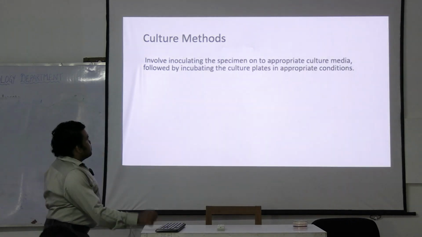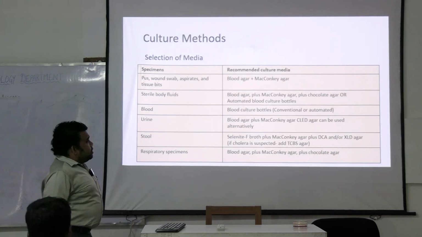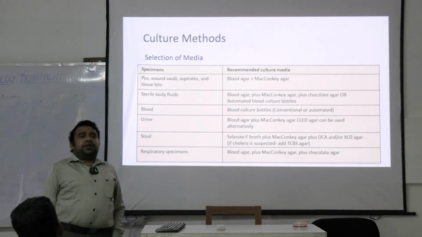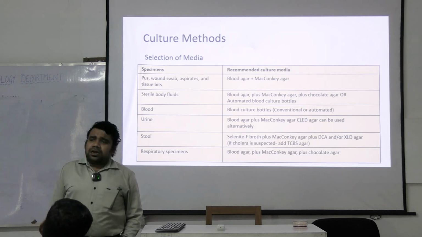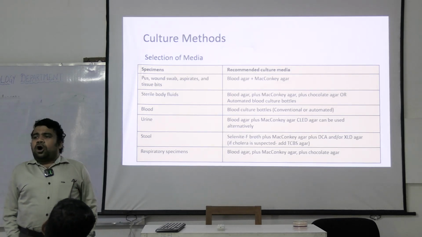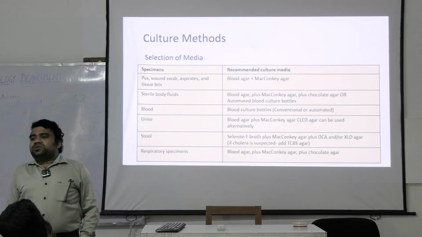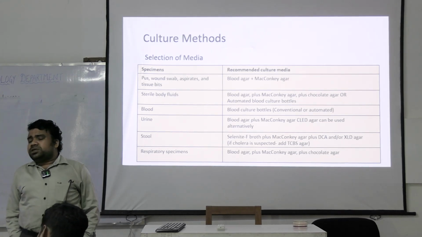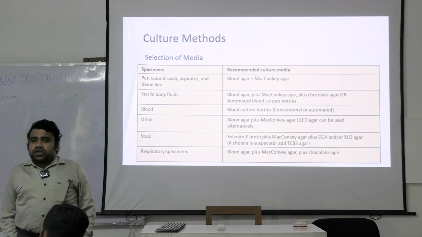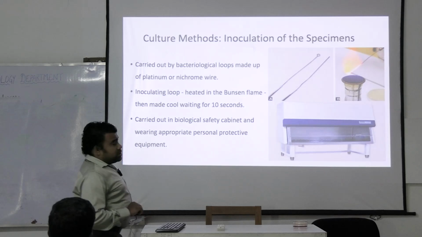Okay. Now coming to culture methods, commonly we use blood and MacConkey agar for most samples. However, we can use CLED agar or HiChrome agar for urine or any others when we are suspecting something. Sometimes we may look for fastidious organisms which may cause meningitis. For that we have to use chocolate agar. So as and when required, we need to change the type of the media which are used.